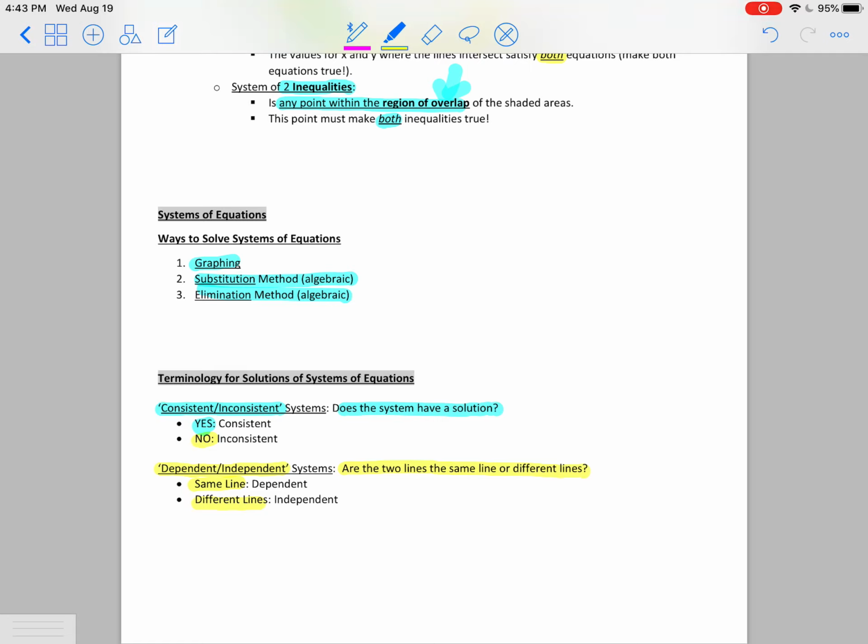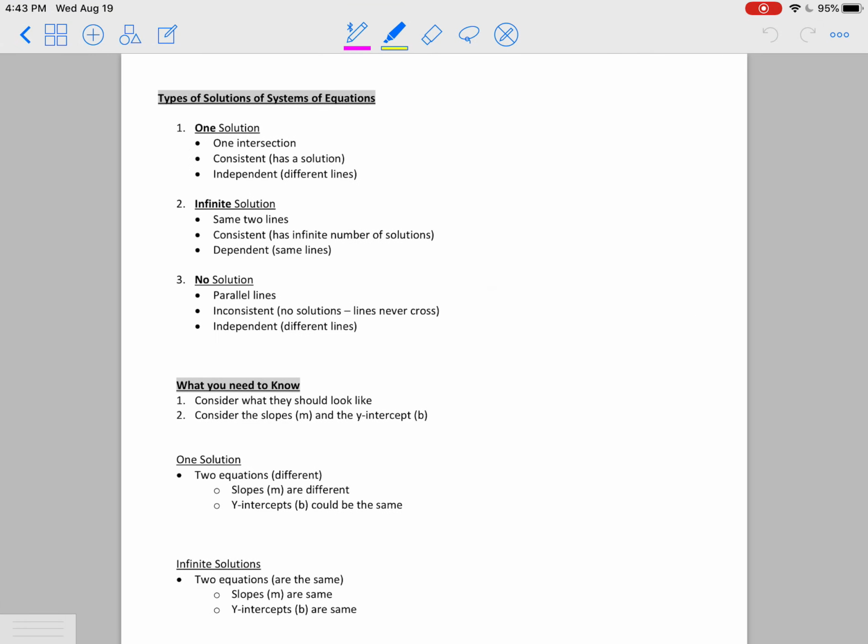Now, all of that information can get really confusing, and I'm definitely not going to be testing you on that terminology at all, but it is something that you will see in the future when we're talking about these systems. So we need to bring it into what we're learning in this class. I'm going to try to focus on the most important parts about this idea of consistent, inconsistent versus independent, dependent. So we have three types of solutions. We have three types that we're really going to be talking about.